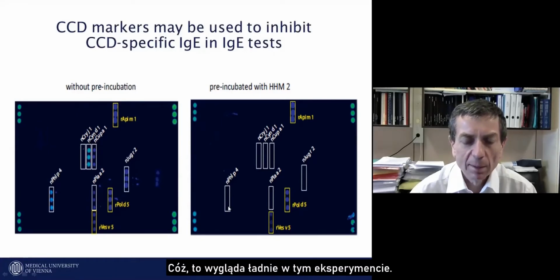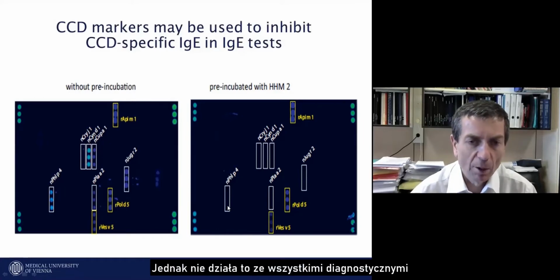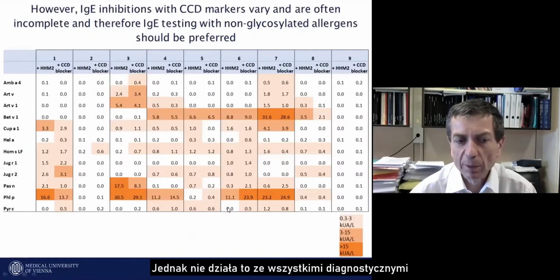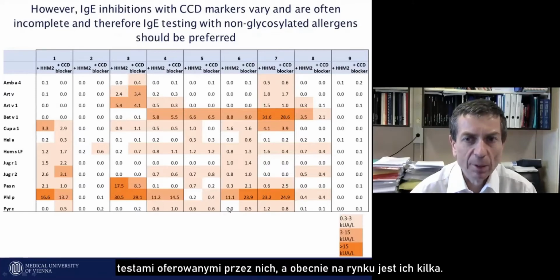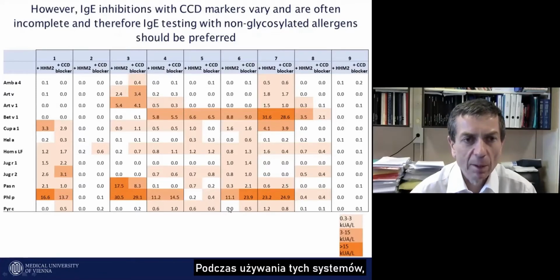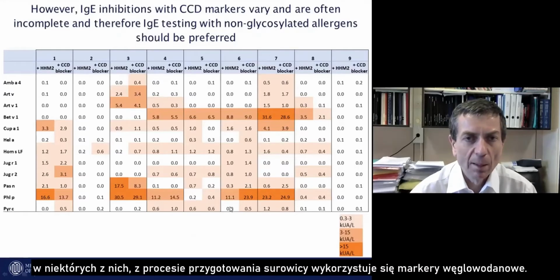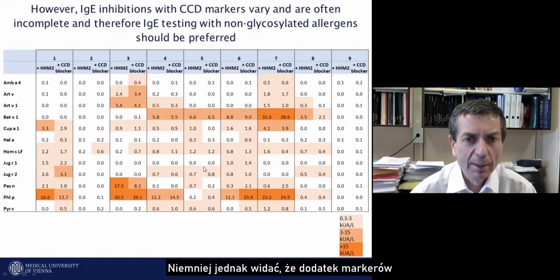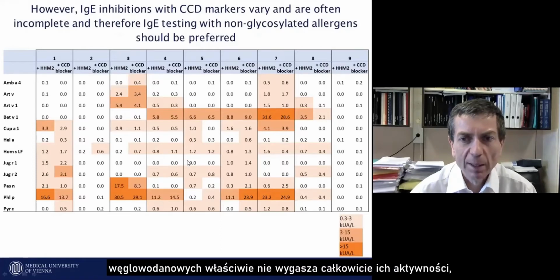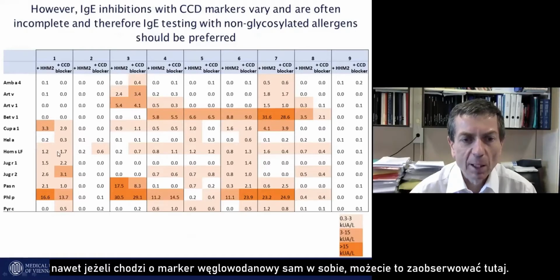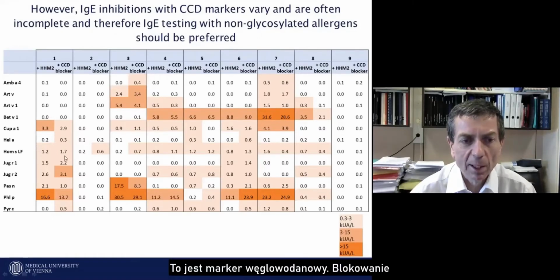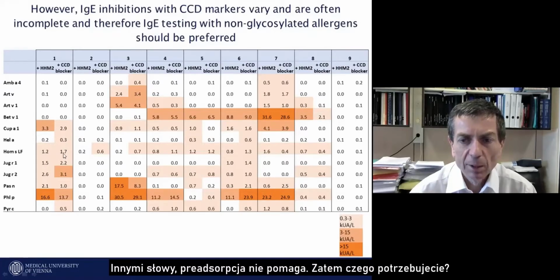Well, this looks nice in this experiment. However, it does not work with all the diagnostic tests that are offered. And there is currently a couple of them on the market. And when you test in these systems, in some of them, carbohydrate markers are used to pre-adsorb the serum. But nevertheless, you can see that the addition of the carbohydrate markers actually does not completely extinguish the reactivity, even to the carbohydrate marker itself. You can see it here. This is the carbohydrate marker. And blocking with the marker does not extinguish the signal. So in other words, the pre-adsorption does not help.